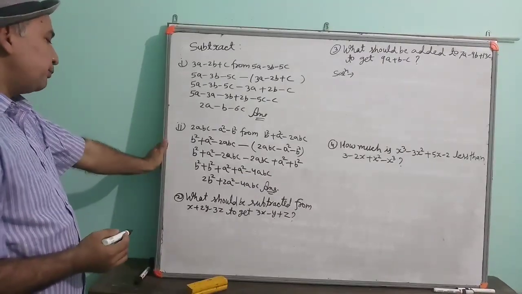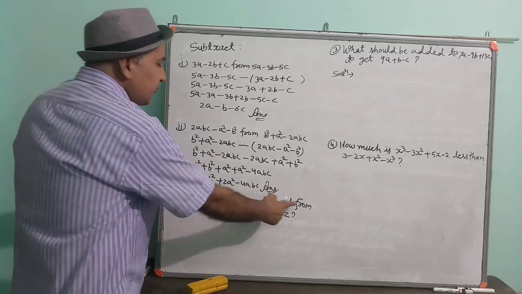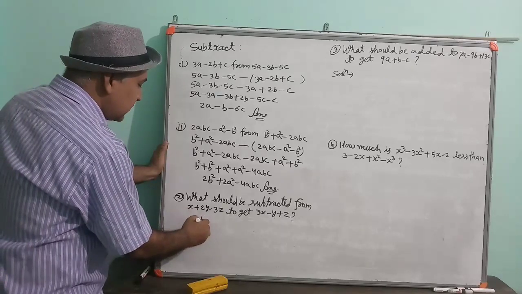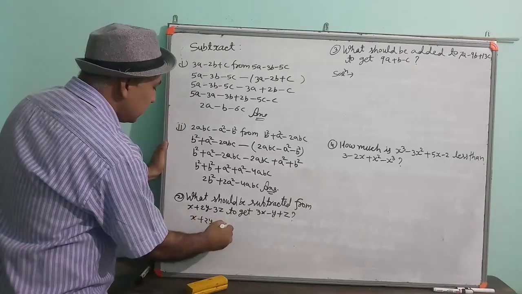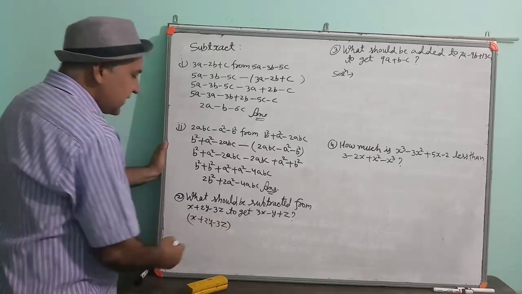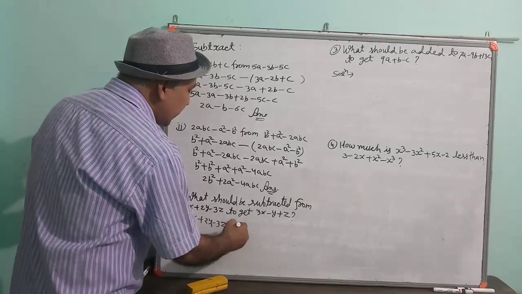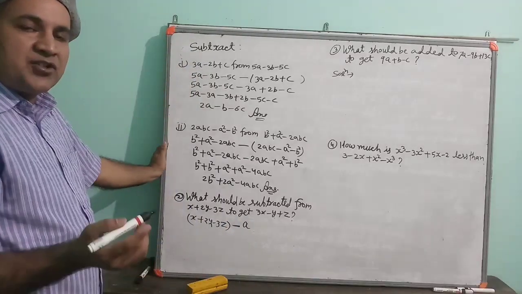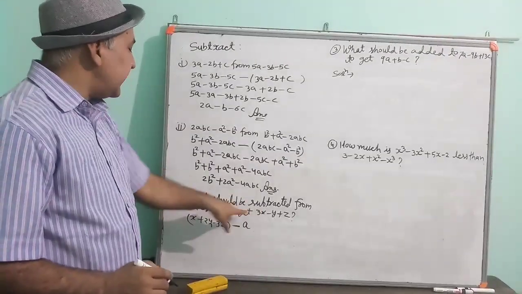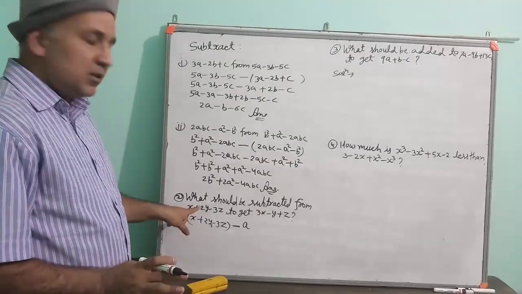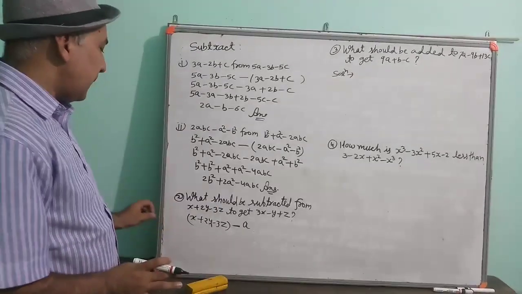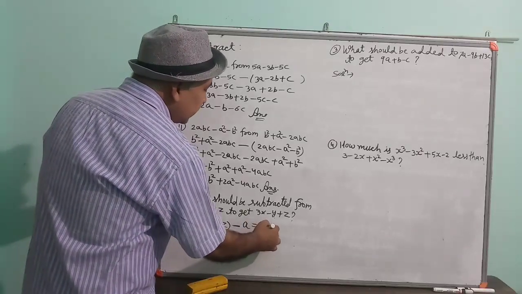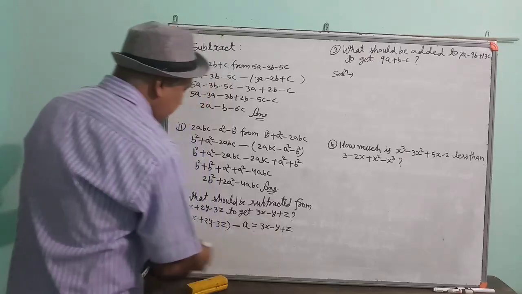Now see the next question. What should be subtracted from this? From this we have to subtract x plus 2y minus 3z. From this expression we have to subtract something. Suppose we are subtracting a. Always take that variable which is not in the question. Don't take xyz, because xyz is present in your question. Okay. Suppose we are subtracting a, and what we are getting? We are getting 3x minus y plus z.